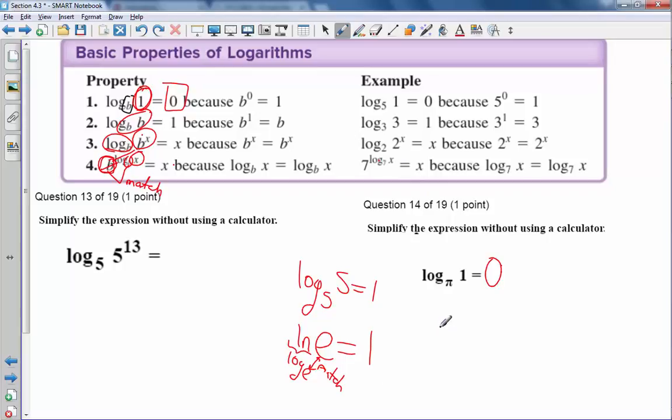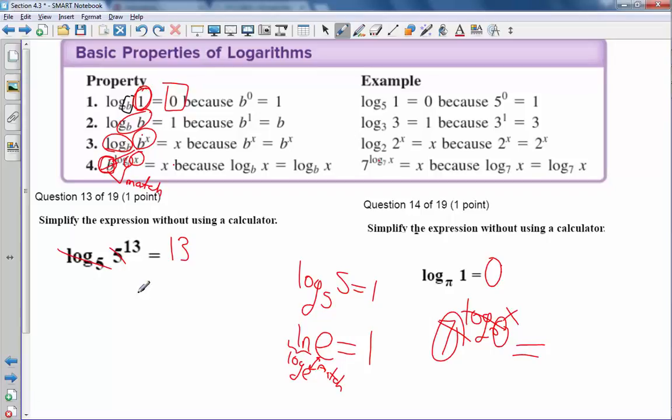How about this? What if this is 7 to the log base 6 of x? Oh, can I cancel these and make it x? No, this is wrong. Because why? 6 and 7 don't match. They are different. So we cannot say it's 1. It only works if these two are the same. Those two are the same. Now you can answer this one. Result? Good. Why? These are matching.